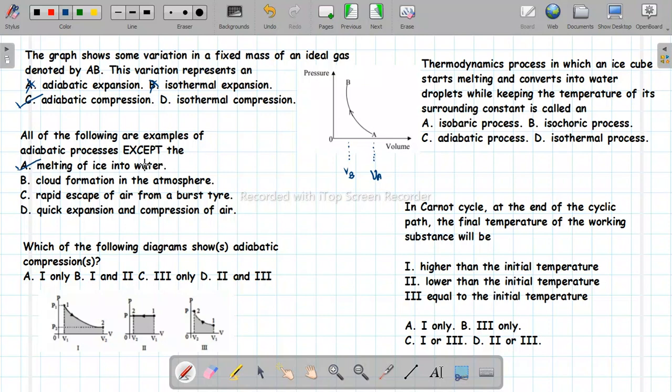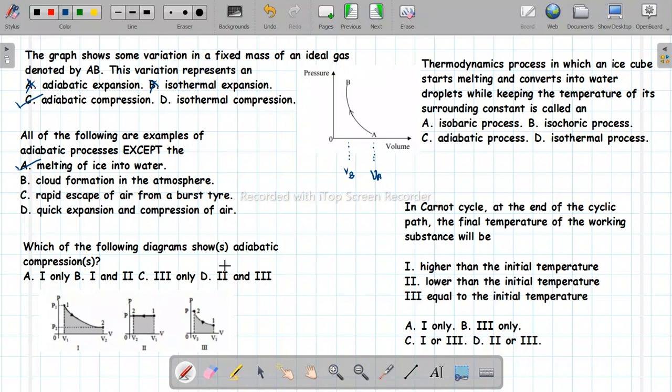So जब process is isothermal, तो it goes without saying कि this is the only option which is not adiabatic, right? So option A is the correct option because cloud formation होती, rapid escape of air from a burst tire होता, या quick expansion of compression या compression of air होती. All of these processes are quick and they involve some change in temperature. So we say option A is the correct option.